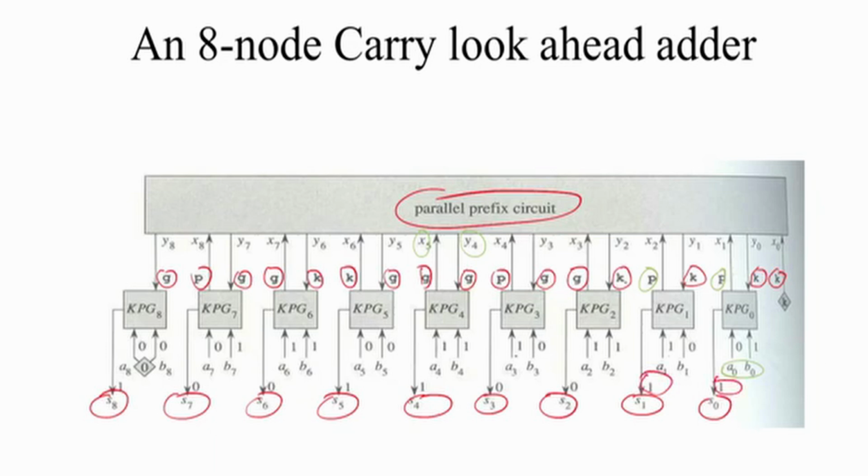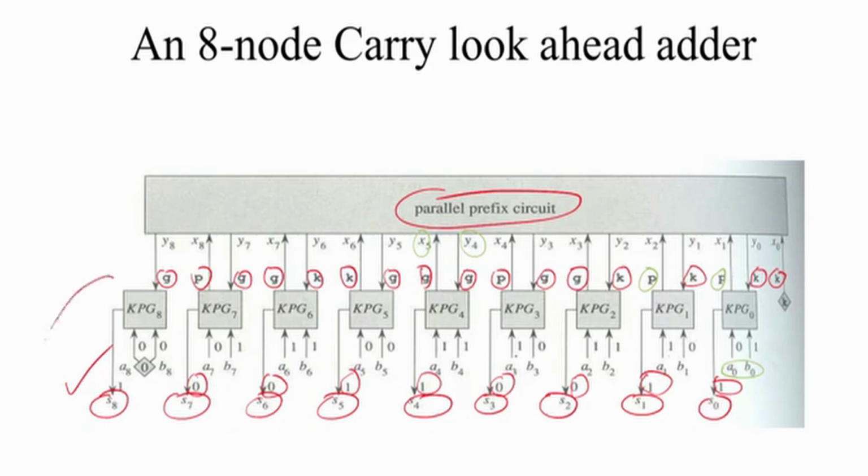Now here I am getting kill, so 0 XOR 1 is 0. Here I am getting generate, so 1 XOR 0 is 0. Here I am getting generate, 1 XOR 1 is 1. Here I am getting generate, 1 XOR 0 is 1. I am getting kill, 0 XOR 1 is 0. I am getting generate here, so 1 XOR 1 is 0. I am getting generate here, 1 XOR 0 is 1, right.